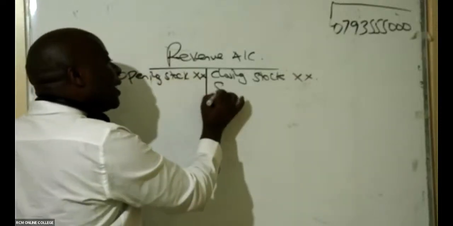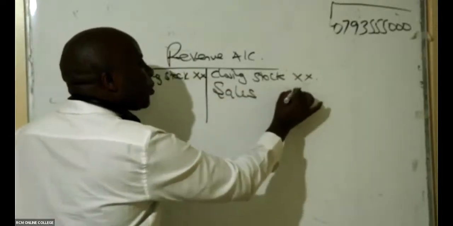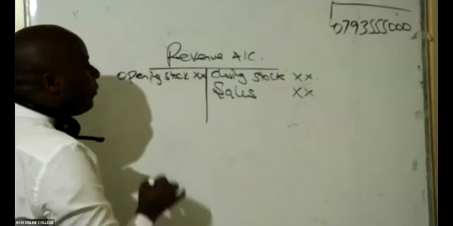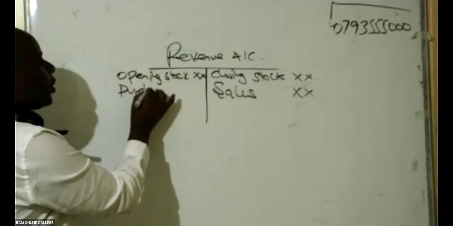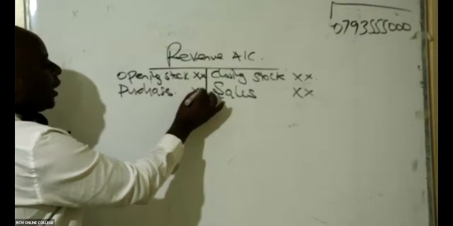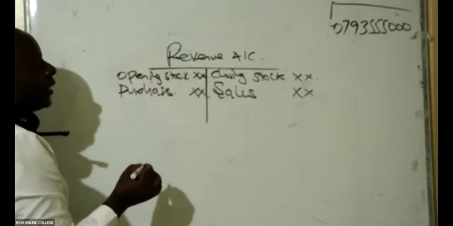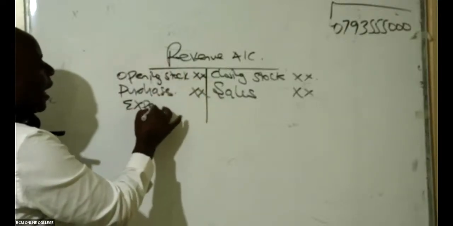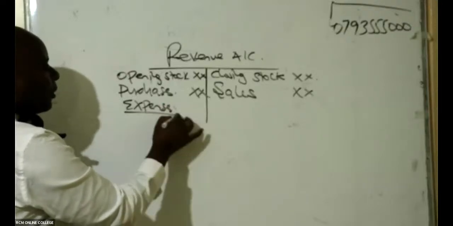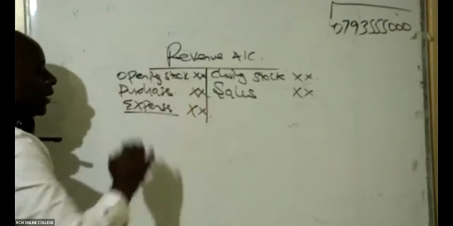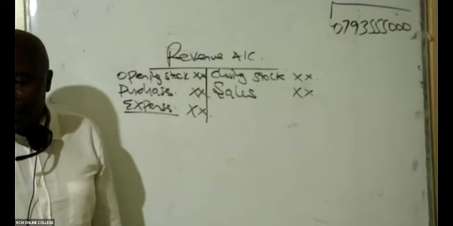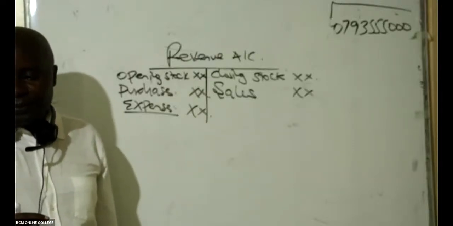If we sell anything, we are going to have sales on this side. If we purchase, we are going to have purchases on this side, and then, ladies and gentlemen, we have in this case here our expenses. All our expenses shall be debited like that.